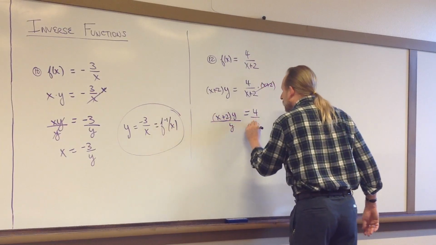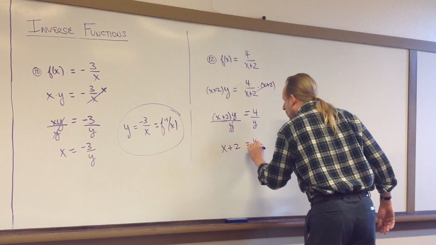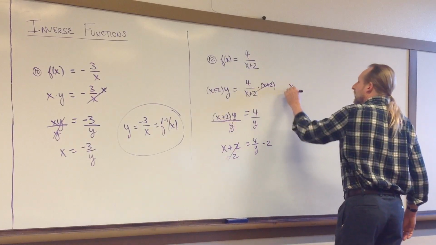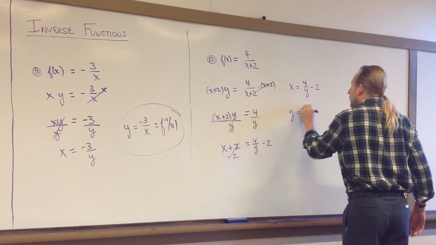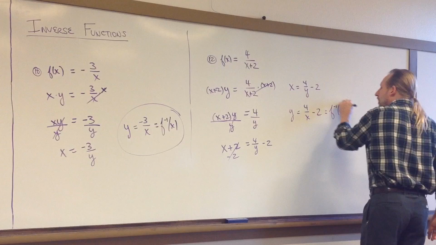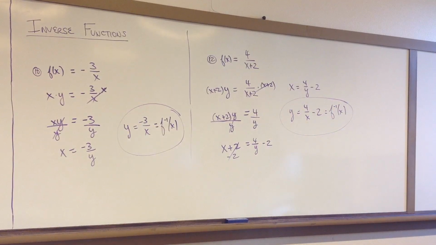Then we'll divide on both sides by y. And those cancel out. And then subtract 2 on both sides. So here x is 4 over y minus 2. And the last thing we should do is swap the x and y's. There is our inverse function. Okay?